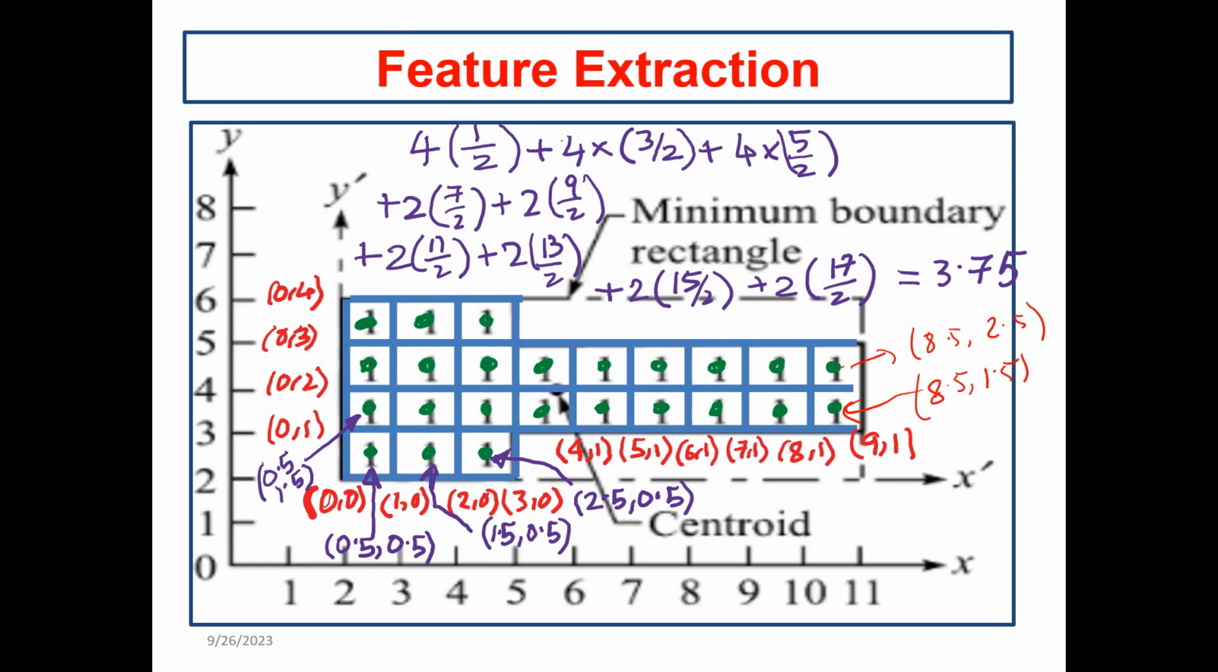And finally, if you observe, after calculating everything and dividing this by 24 total pixels, this will be divided by 1 by 24, because 24 is the number of pixels that we have considered over here. The final answer that we are getting is 3.75. So that means 3.75 is the x coordinate of the centroid for the image in hand.